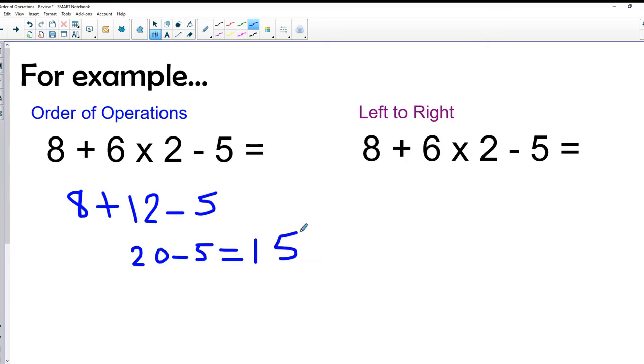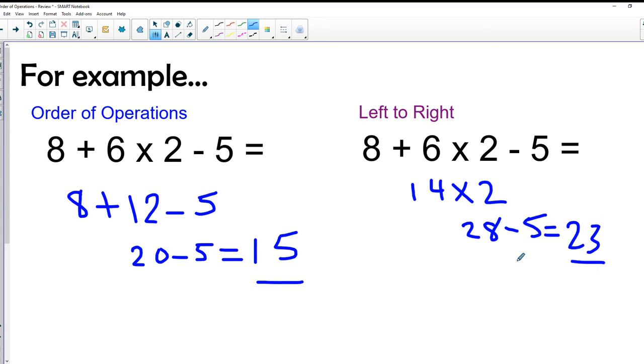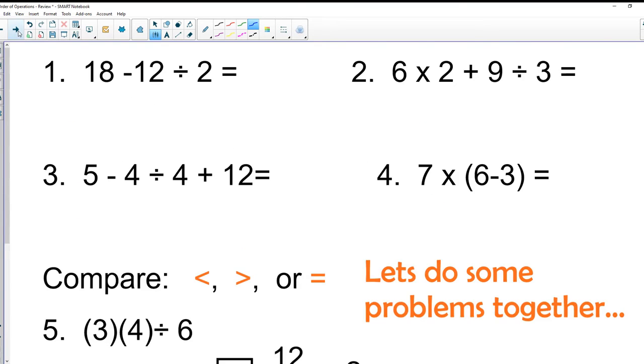All right, what happens if we just go from left to right? Well, 8 plus 6 is 14. 14 times 2 is 28. And 28 minus 5 is 23. So as you can see, we get rather drastically different answers. So we want to use the order of operations, and then we'll all get the same answer.